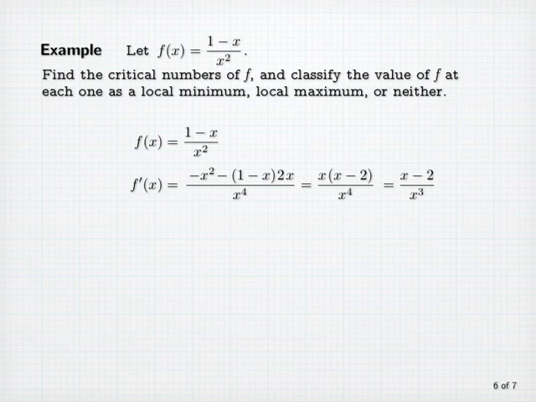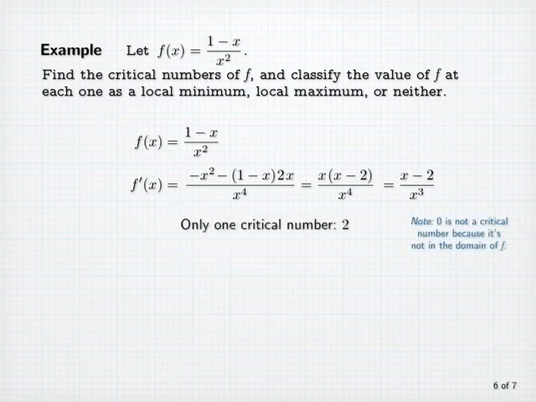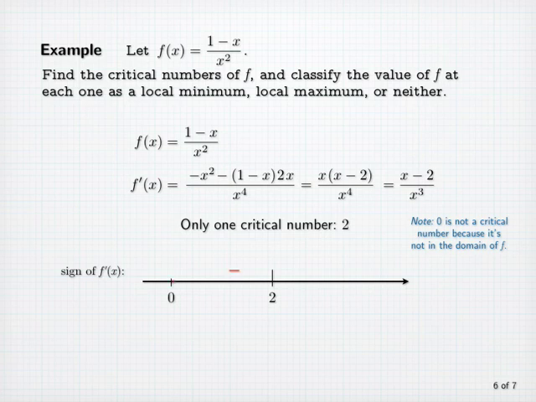So we see that f prime of x is equal to 0 when x is 2, and that's the only critical number, even though f prime of 0 is undefined. That's because 0 is not in the domain of the original function. So let's have a look at the sign of f prime on each side of the critical number 2. Now, if x is less than 2, but greater than 0, x minus 2 is negative, while x cubed is positive, and so the sign of f prime of x is negative.